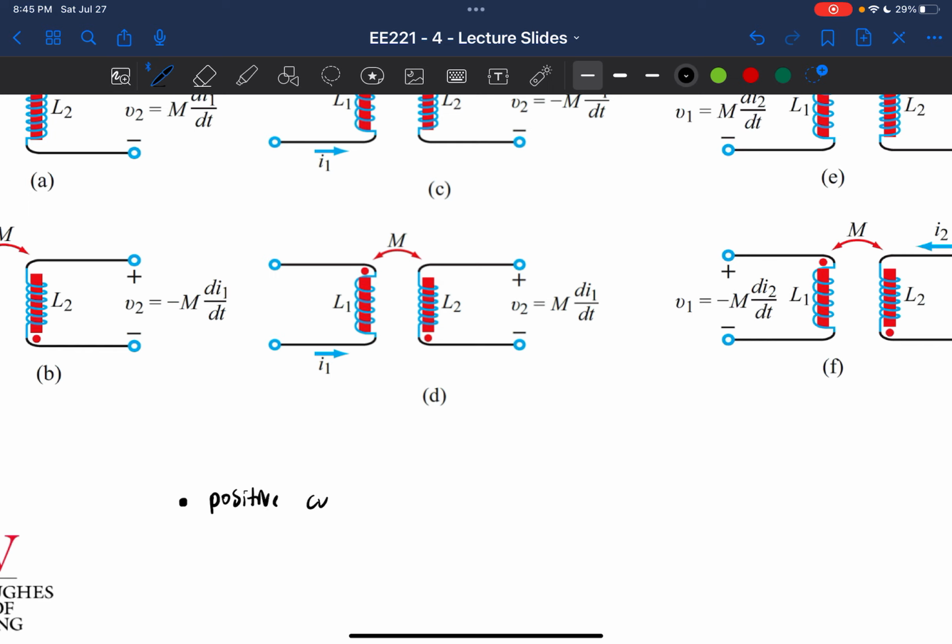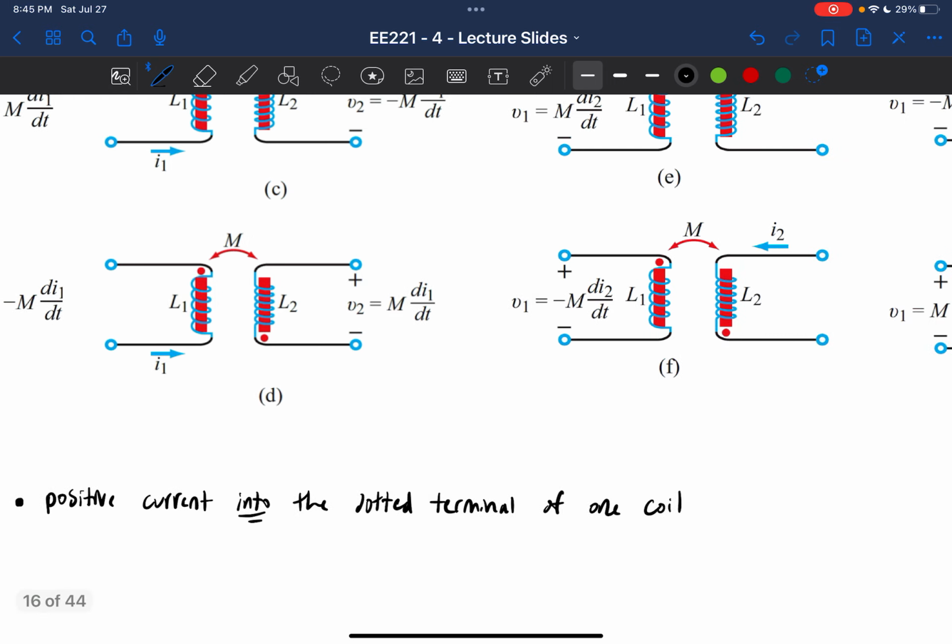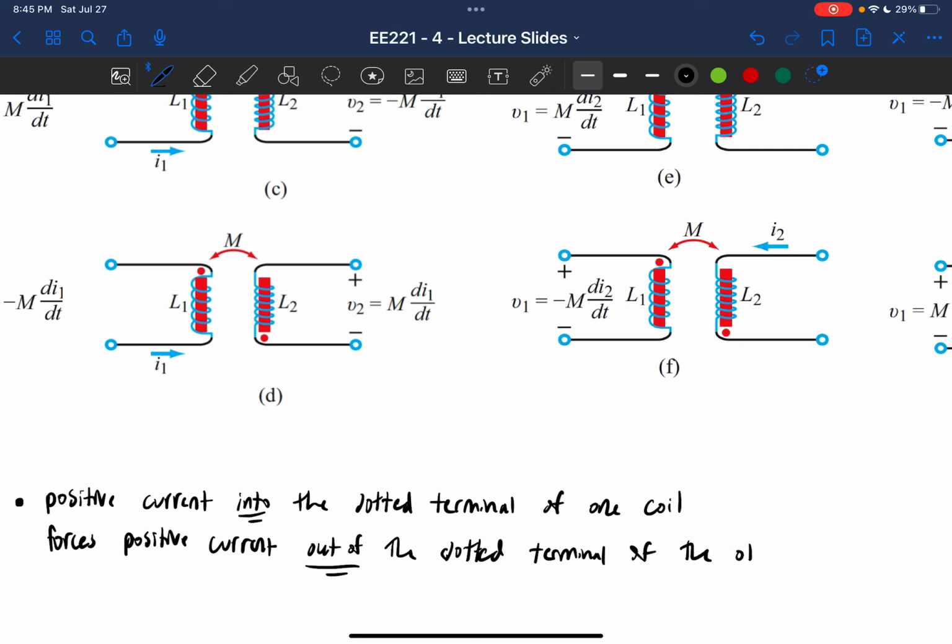Positive current into the dotted terminal of one coil forces positive current out of the dotted terminal of the other coil.